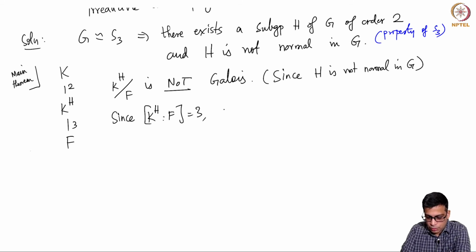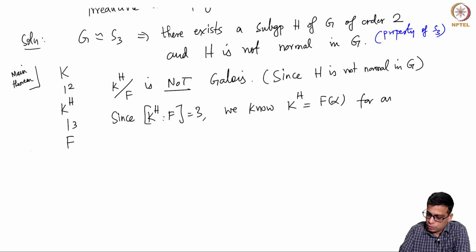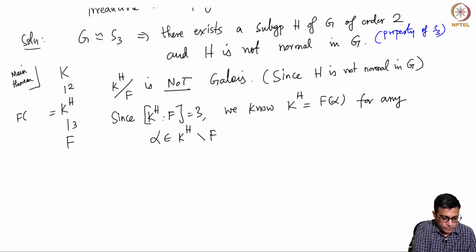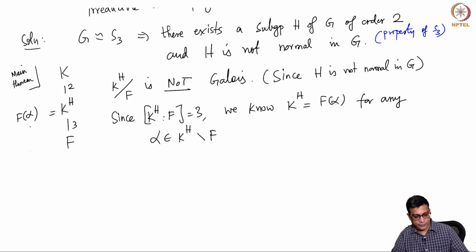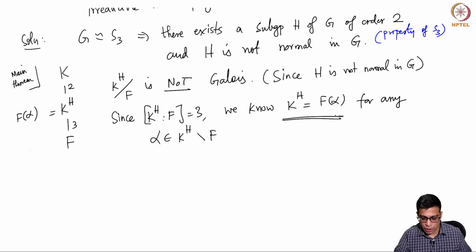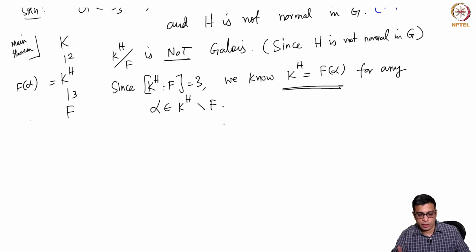Now we do know that since it is degree 3, K^H is F(alpha) for any alpha in K^H not in F. Because these are not equal as fields, there is an alpha in K^H that's not in F. Then F(alpha) is an intermediate field, it cannot be equal to F, but this is a prime degree extension, so F(alpha) must be equal to K^H. We have not yet used the non-Galois-ness of K^H over F. We are only using the fact that 3 is prime.